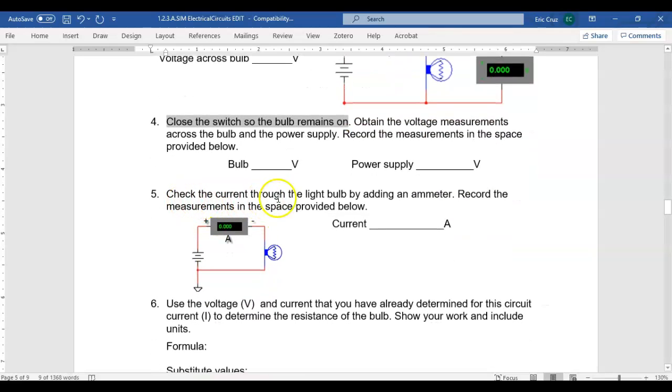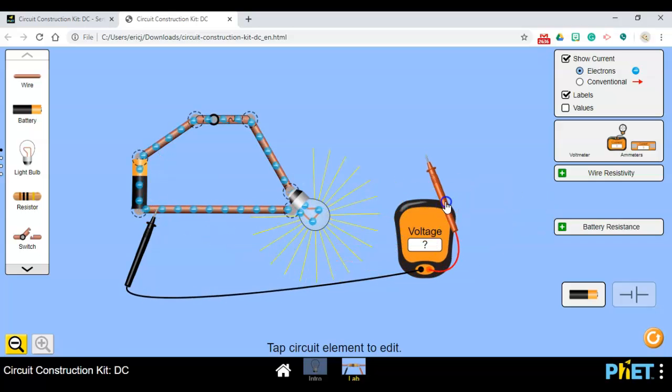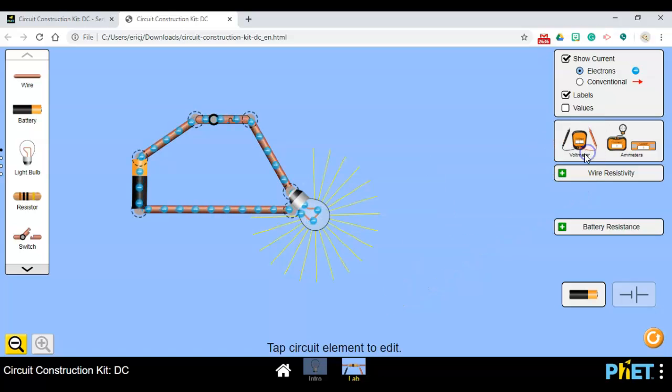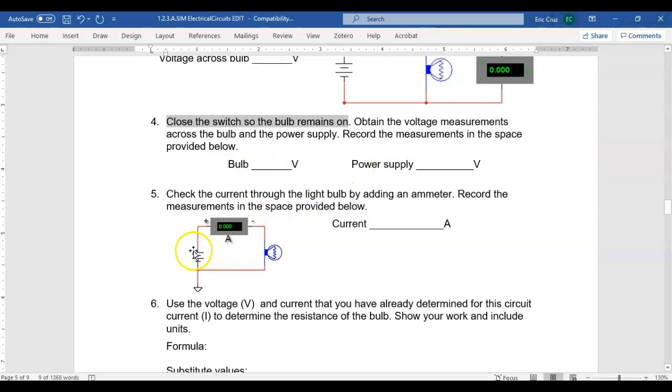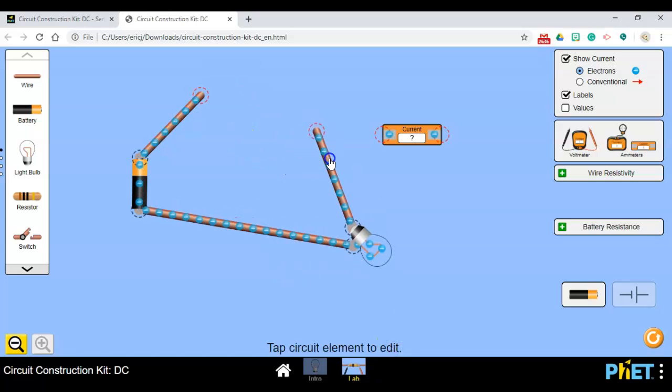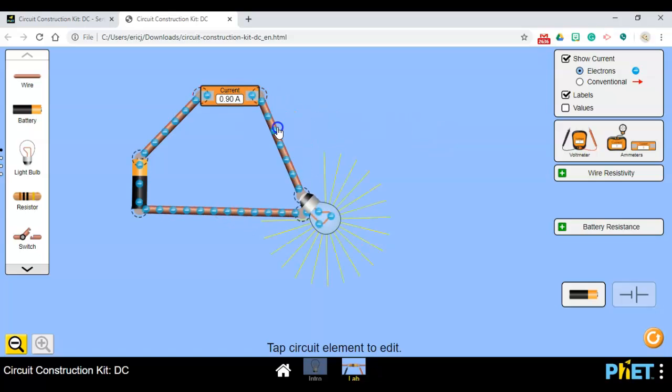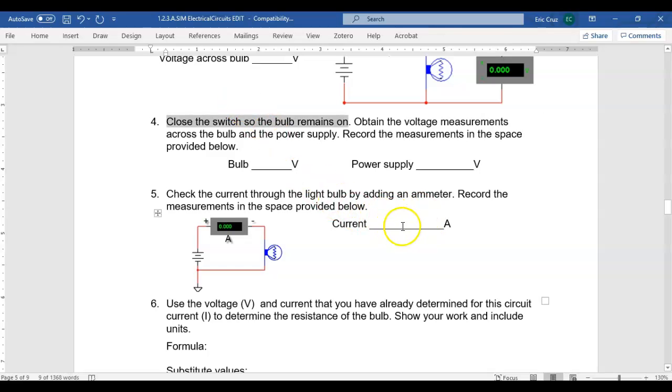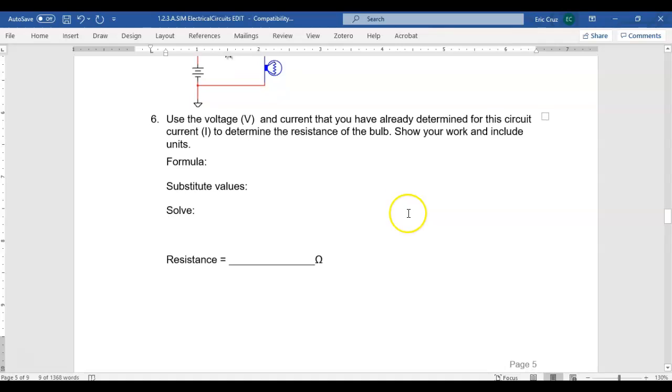Now we can check the current through the bulb by adding an ammeter. Record the measurement in the space provided below. This is a voltage meter, so let's get rid of that and put that back in there. Let's grab the ammeter. The ammeter needs to be connected in series with the switch or the bulb. So here's our battery, here's our ammeter, here's our bulb. We can actually just get rid of the switch. So delete the switch, place the ammeter in here, and we get a reading of 0.90 amps. So there's our answer, 0.90 amps.